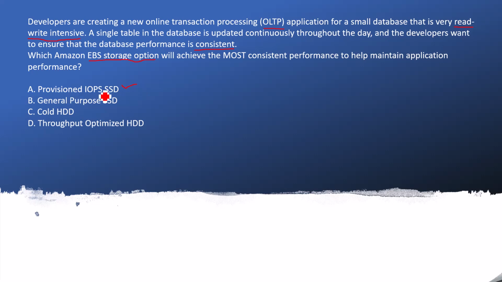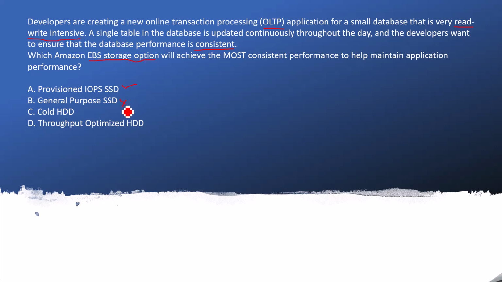The reason is that it provides better IOPS compared to the general purpose, and this kind of storage option is mainly used for database purposes where you have a relational database. Then this EBS storage option is preferably used for storing the data which is generated by the database. So Cold HDD and Throughput Optimized HDD, I will include in the next slide. So these are the wrong answers.